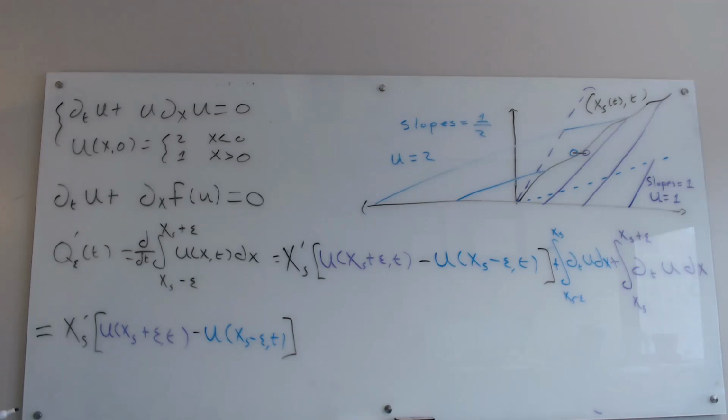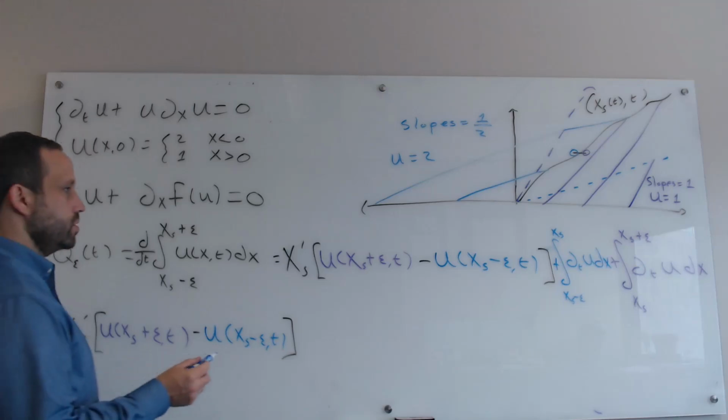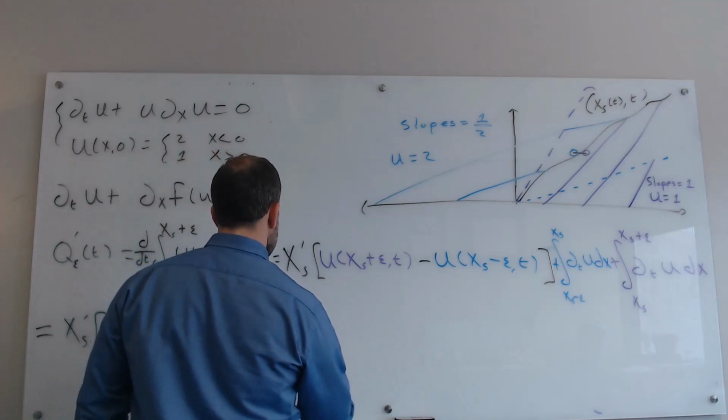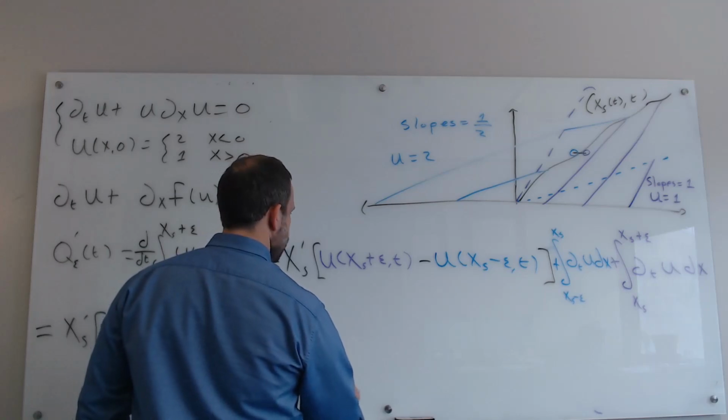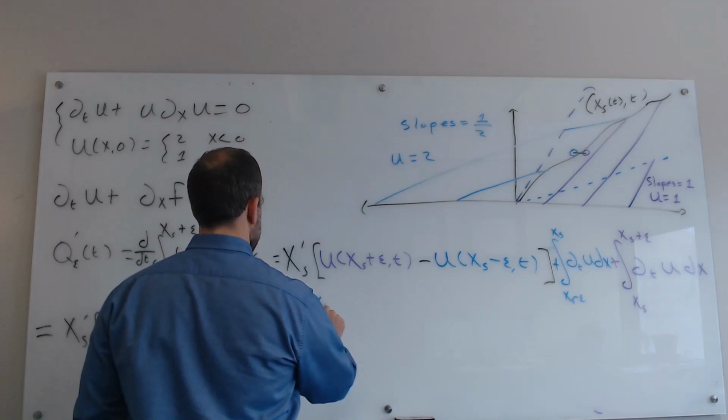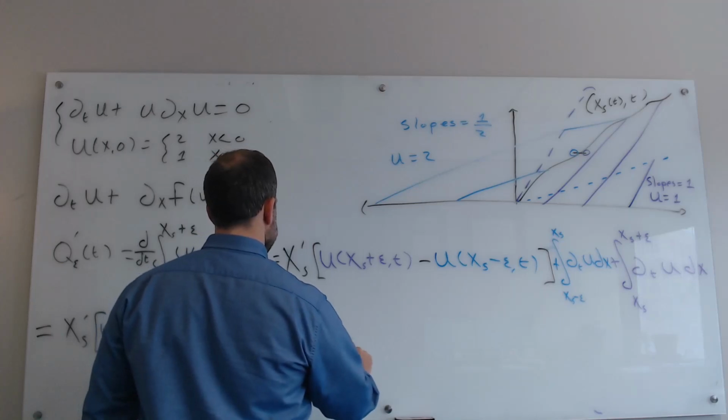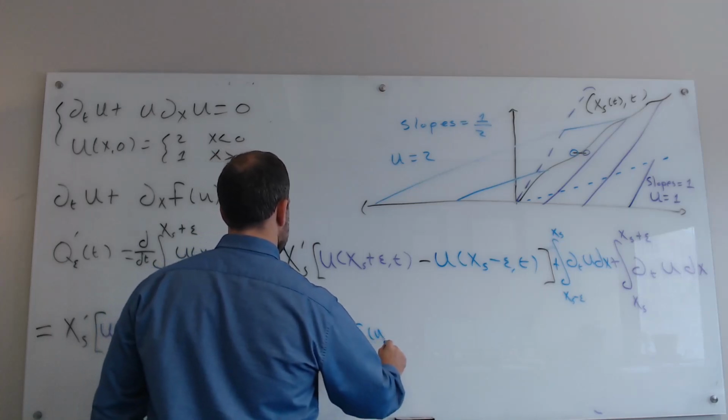Now what we're going to do is, if I look at the equation here, the t derivative of u is equal to minus the x derivative of f of u. So this is going to be minus the integral from xs minus epsilon to xs plus epsilon of the x derivative of f of u.